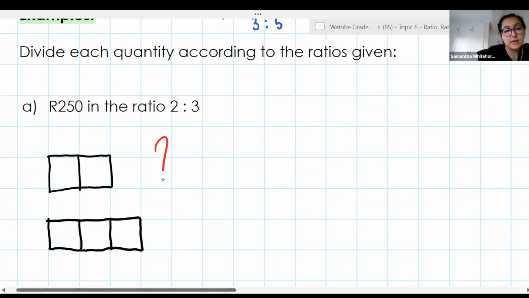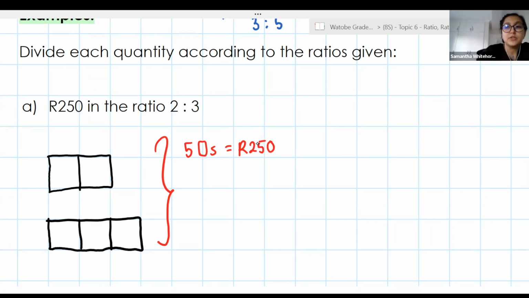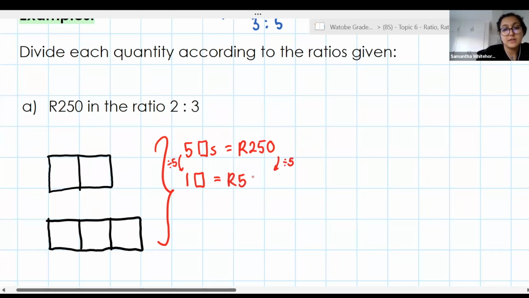So altogether, these 5 blocks represent my 250 Rand. So what I want to do is figure out how much one block represents in terms of rands. Now, all I can do is if I want to get one block, I can divide by 5. And so 250 divided by 5 is 50 Rand. And so every one of these blocks here that I've drawn represents 50 Rand.